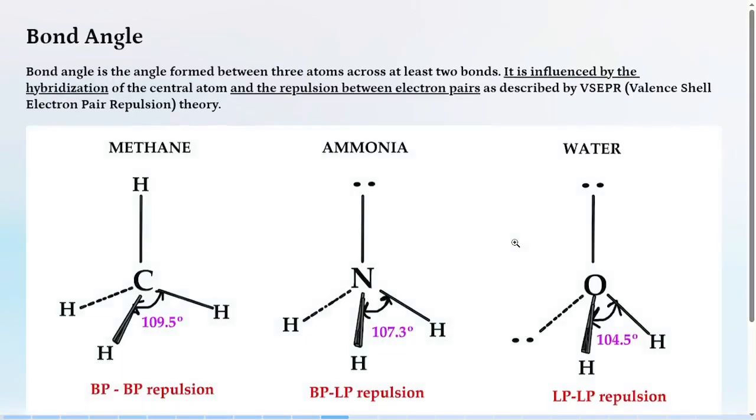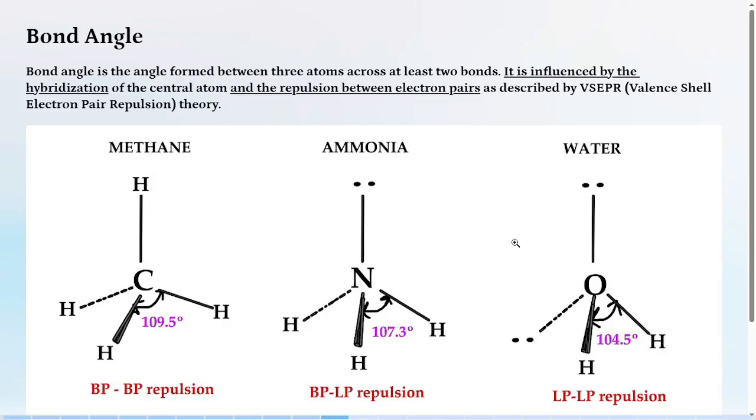So let's see bond angle. Bond angle is another concept that we'll be talking about, and it is the angle that is formed between three atoms, where we have a center atom and the other two atoms. So it is the angle formed between three atoms across at least two bonds.